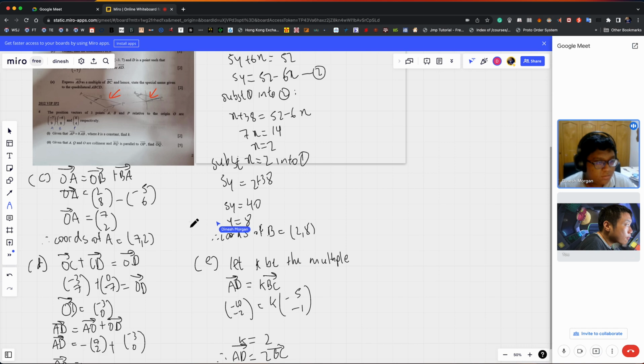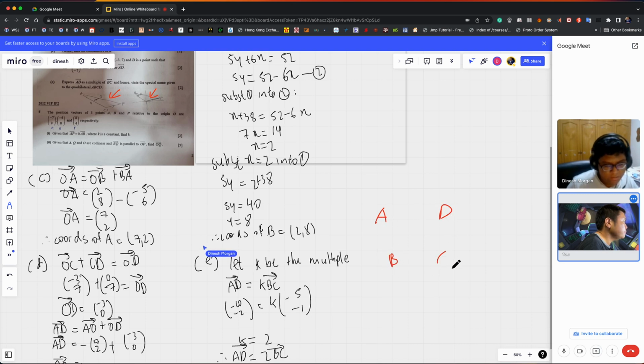Wait, should I draw this out? The A B C D. So if AD has a multiple of BC, it means AD is parallel to BC. Yeah, but it's not a parallelogram because it's twice the. Oh, it's a trapezium. Yeah. So it cannot be a parallelogram. So then it has to be a trapezium. Okay. Yeah. Okay, good.